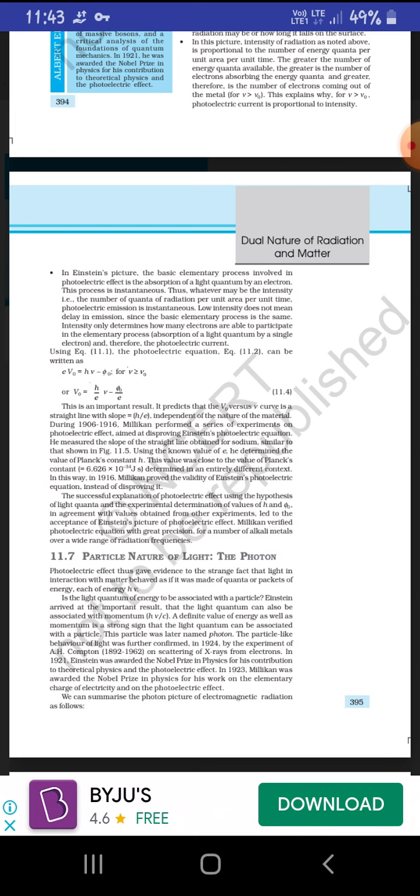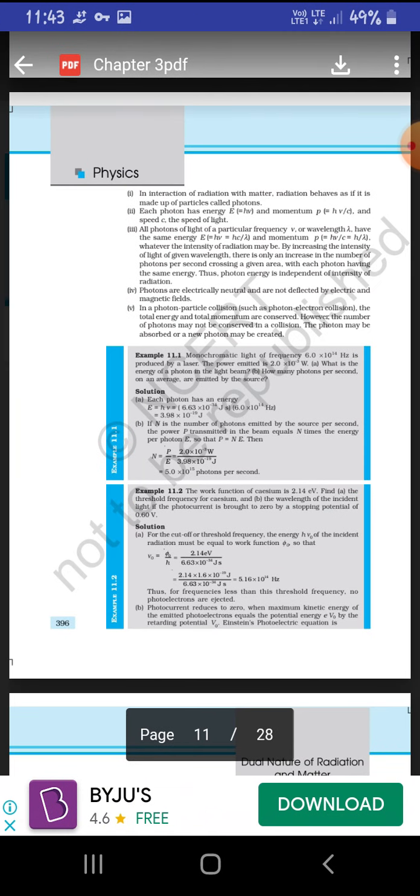So we can summarize the photon picture of electromagnetic radiation as follows. They can ask this in your final exam. The first thing is, in the interaction of radiation with matter, radiation behaves as if it is made up of particles called photons.